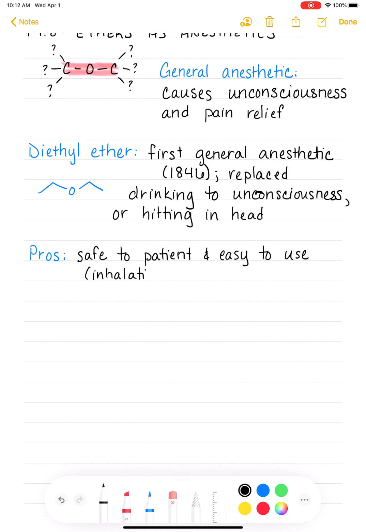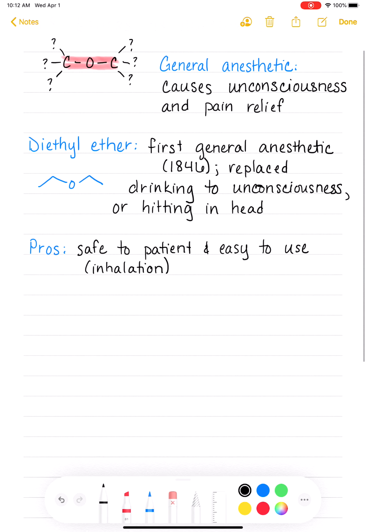They created things like jars that had tubing that went to a mask that you could put over the patient's face. That was pretty high tech. They would put the ether in the jar and it would evaporate through the tube and into the patient's mask, which they'd put on their face. Or even just as simple as soaking a rag with diethyl ether and holding it close to the patient's face. That would work as well. And in terms of long-term side effects of the inhalation, there really aren't any. So that's why it's considered to be safe.